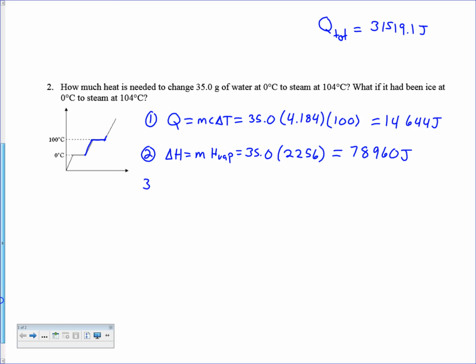Third step, we're going to take that water. Now it's been boiled away, so now it's water vapor, steam. We're going to heat it up an additional 4 degrees. So we use Q equals MC delta T because we're changing the temperature. Mass is 35.0. Now we're going to use the C for gaseous water, so it's 2.070.